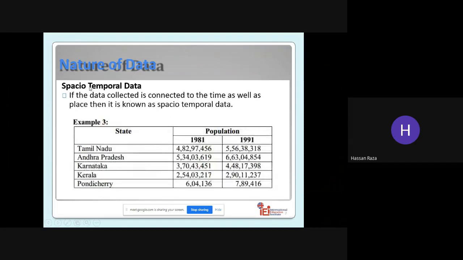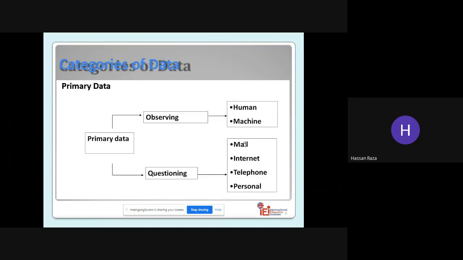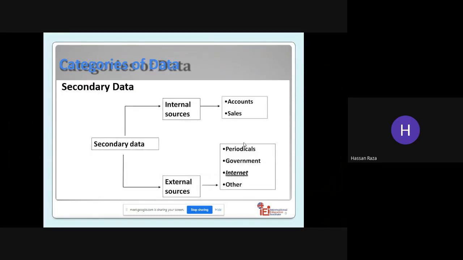And this one is for spatiotemporal data, if the data collected is connected to time as well as place. So here are the places, and this one is for the time, 1981 and 1991. So both pieces of information, spatial and temporal, place and time, are given in a single tabulation. And categories of the data: primary data from a primary source, secondary data from a secondary source, like internal, external, accounts, sales, product, government, internet, others.